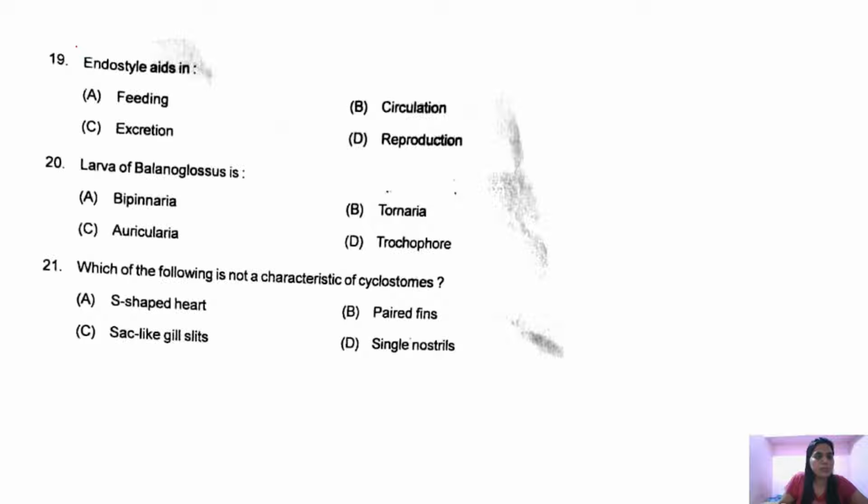Next, question number 19. Endostyle aids in, options are, answer is option number A, that is feeding. That is particularly filter feeding. Filter feeding.